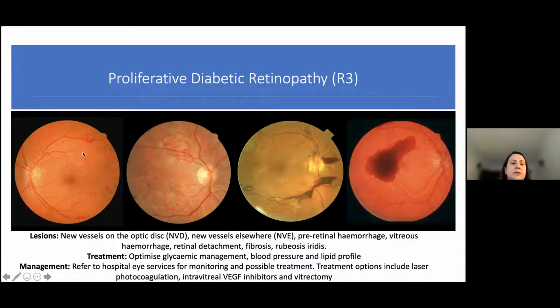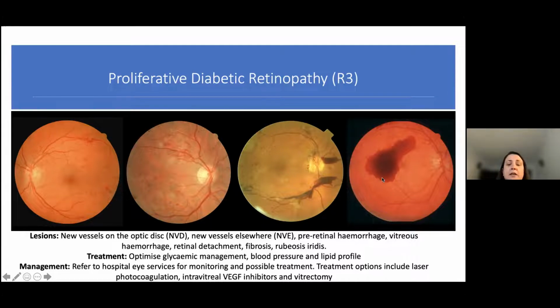Ideally, what we want to be doing is using laser in this sort of stage when we've got the new vessels just starting to grow, because then we would need less laser therapy, and it would be treated a lot quicker. And at this stage, we'd need quite a lot of laser to treat some of these images.